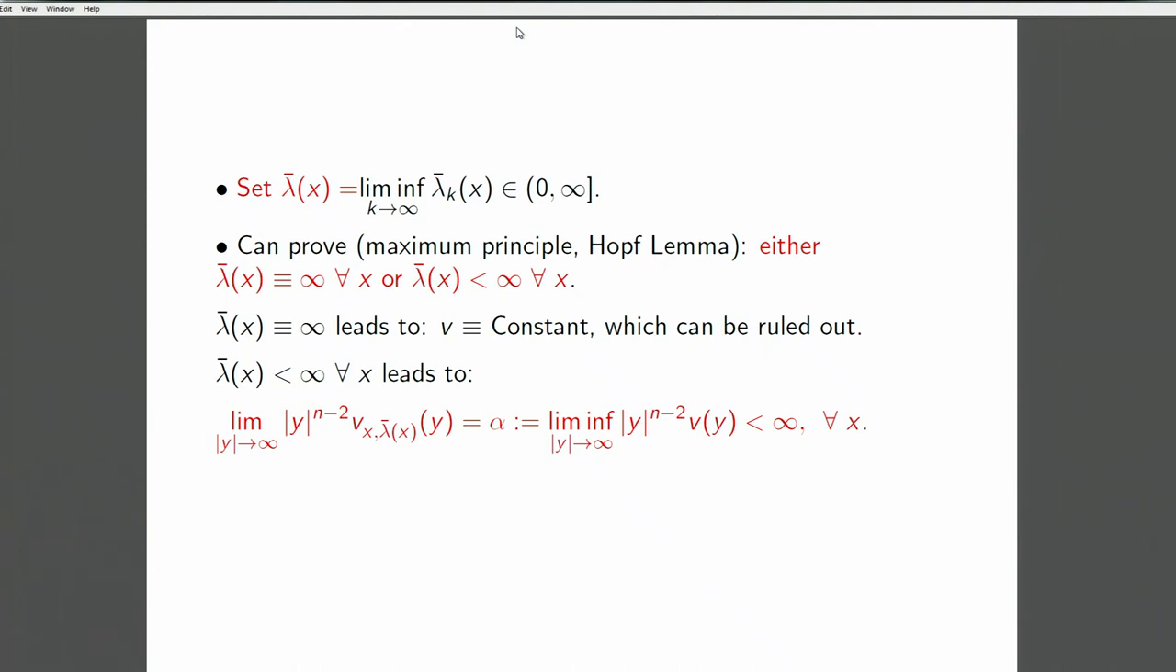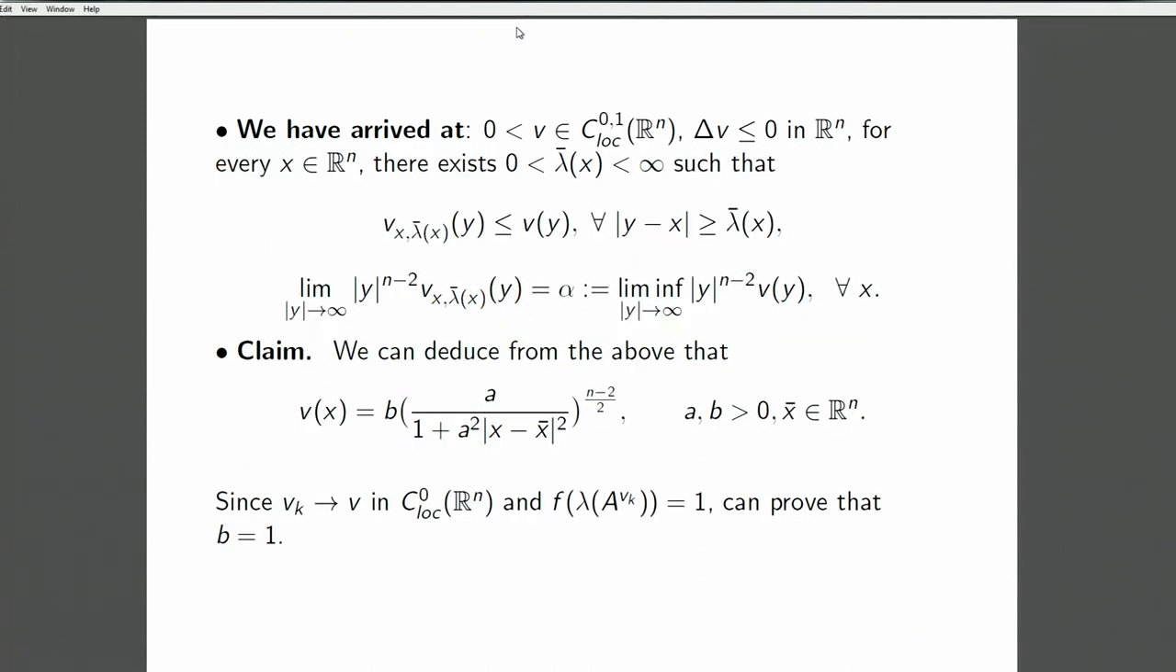And this means this process somehow stops; this lambda bar of x stops. One can actually show that at infinity, V has this property: they all have this property, and at infinity this is equal to alpha. Then that means we have arrived at the following situation. We have a superharmonic function in R^n, and for every x in R^n there exists a positive number so that the Kelvin transformation stays below, and at infinity, all these Kelvin transformations take the same value.